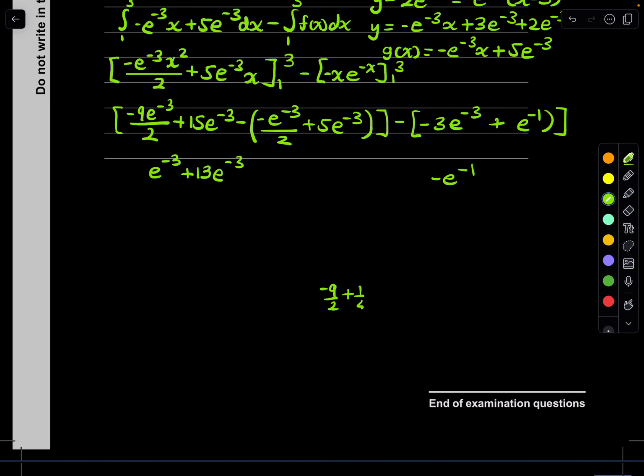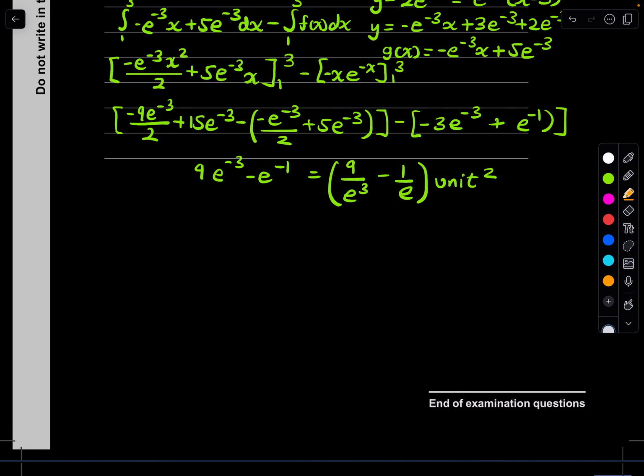So basically this simplifies to negative 4e negative 3 plus 13e negative 3, which gives me 9e to the negative 3, minus e to the negative 1. And so that's simplified. That is equal to 9 over e cubed minus 1 over e. That is your area, unit squared.